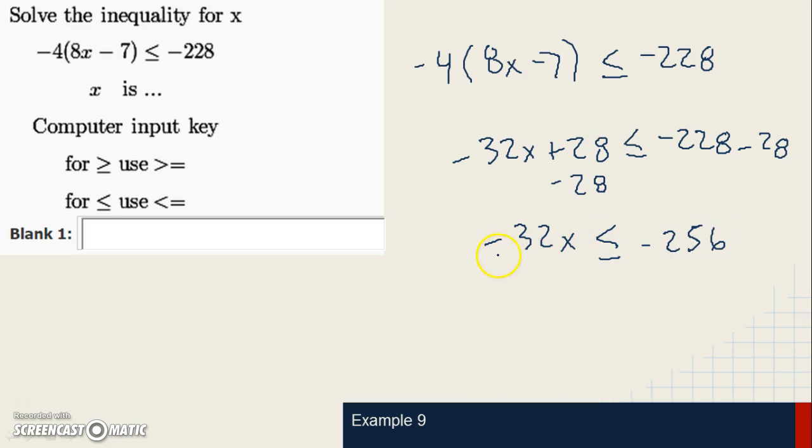Now I've got to divide since the negative 32 is being multiplied. So I'm going to divide both sides by negative 32. When I divide by this negative, I'm going to make sure that I flip my sign. So it was pointed that way. Now it's going to be pointed this way. And I'm left with x is greater than or equal to negative 256 divided by negative 32, which is going to be a positive number. And 256 divided by 32 is 8. I'm going to come over here to my answer blank, and x is greater than or equal to 8.